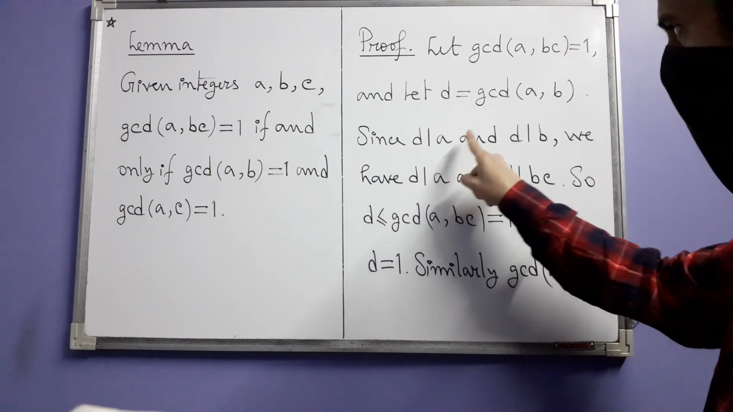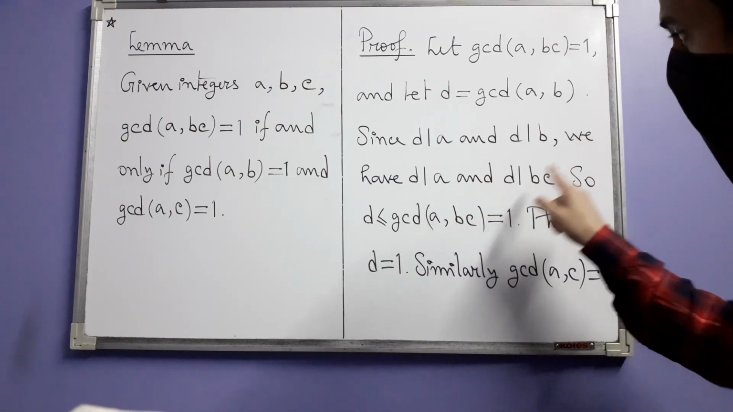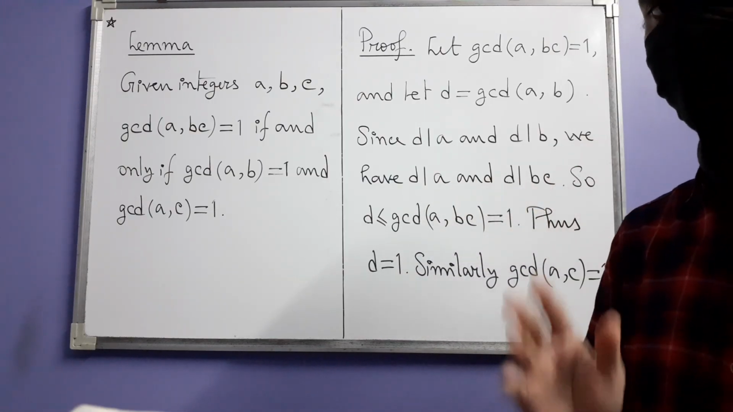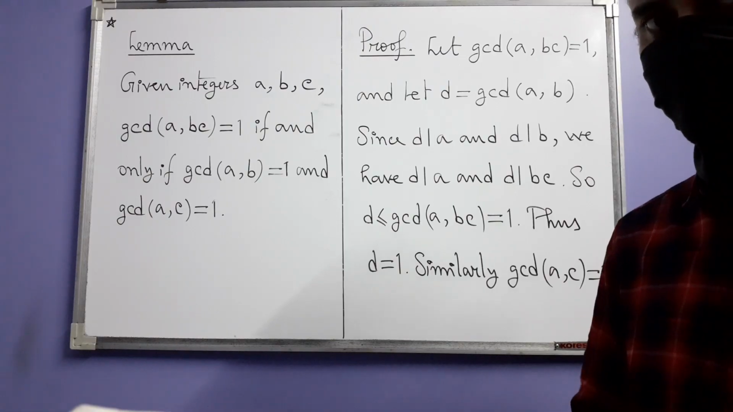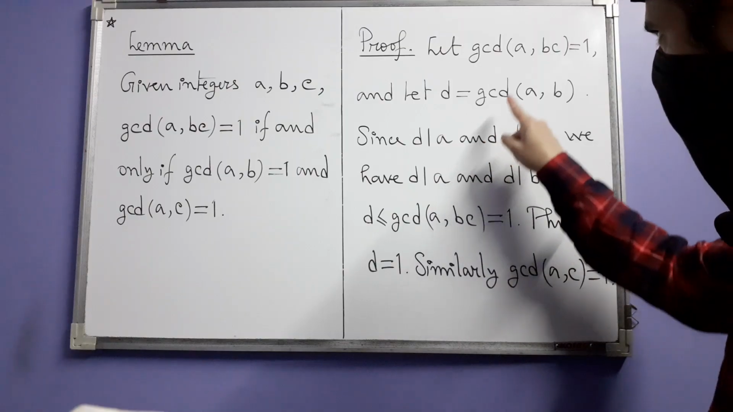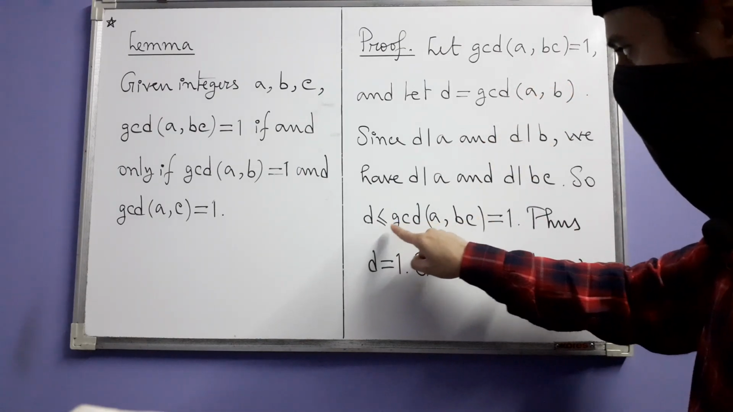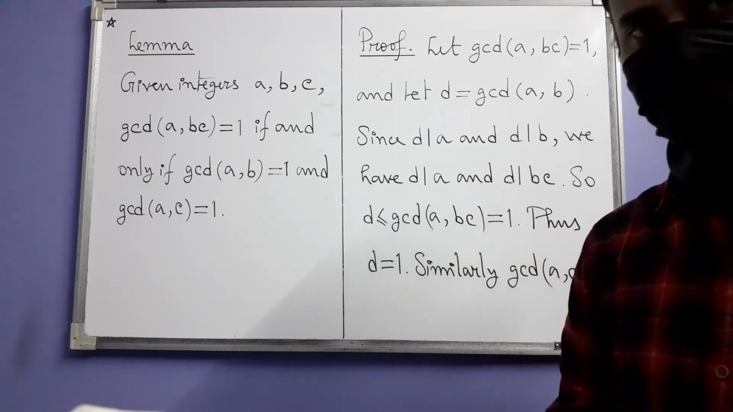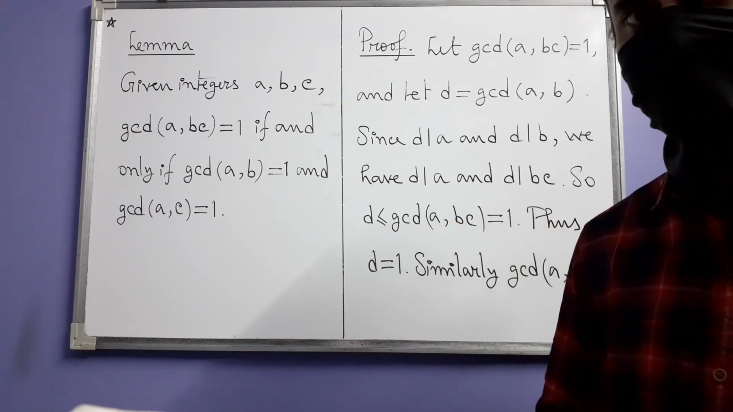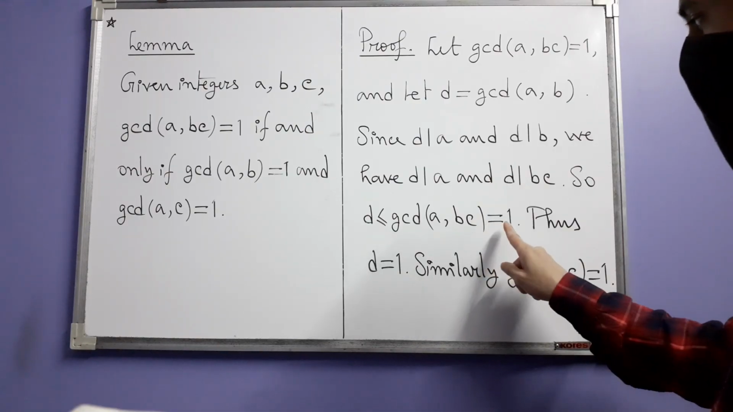Since D divides A and D divides B, we have D dividing A and D dividing BC also. If D divides B, automatically D divides BC. But then D becomes a common divisor of A and BC. And so D will be less than or equal to their greatest common divisor, because this is just some common divisor and this is the greatest common divisor, which however is 1.